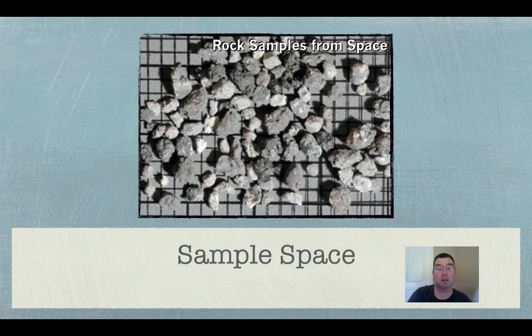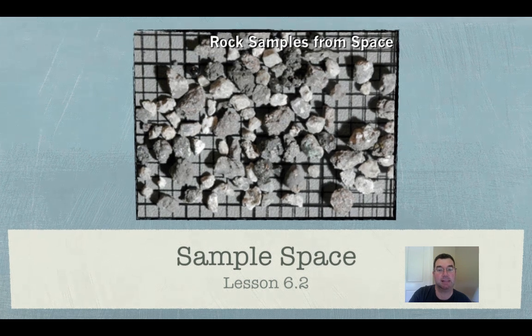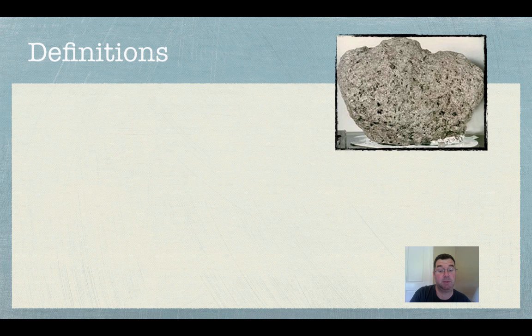Hello again. We are moving on to talk about sample space. This is the second lesson in our unit. So let's get started. Let's define some things first.